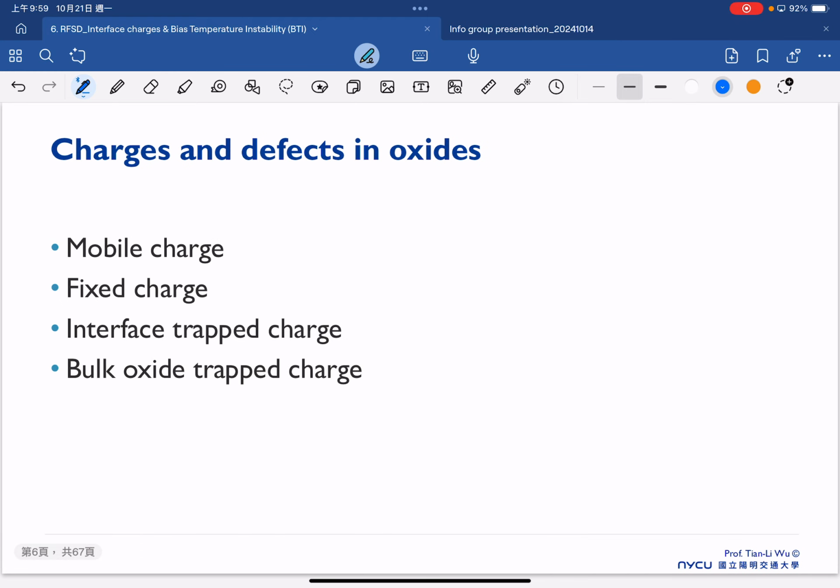Okay, then first we have to understand, as a general understanding, what the typical charge or defect inside the oxides would be. First of all, we have these four different possible charges. One is mobile charge, the second is fixed charge, the third is interface trapped charge, and the last one is bulk oxide trapping charge. So that's the general understanding. We have these four.